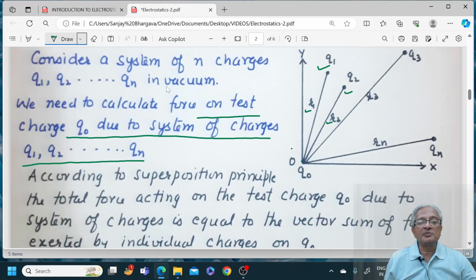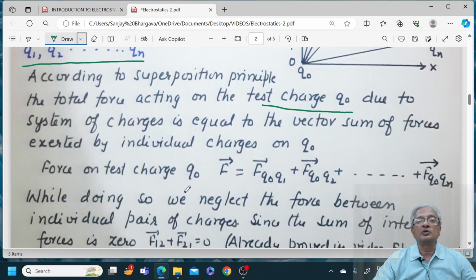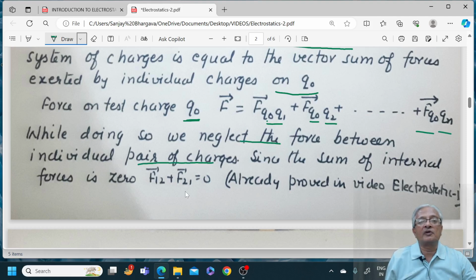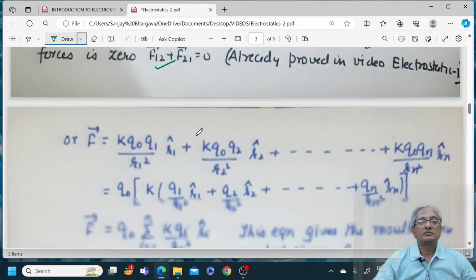According to the superposition principle, the total force acting on the test charge Q0 due to a system of charges is equal to the vector sum of forces exerted by the charges on Q0. So the force on the test charge Q0 is the force on Q0 due to Q1, the force on Q0 due to Q2, up to the force on Q0 due to Qn. While doing so, we have neglected the force between individual pairs of charges like Q1, Q2. Why? We have already proved in video 1 that the sum of internal forces is always equal to 0.